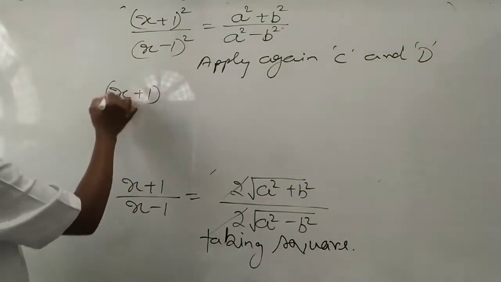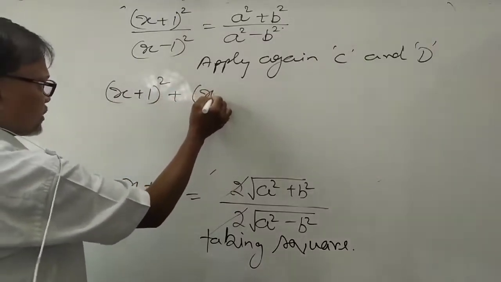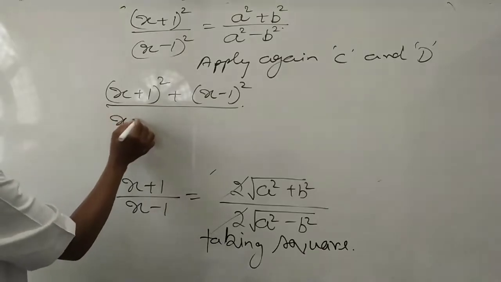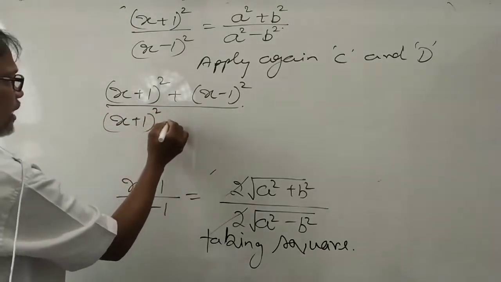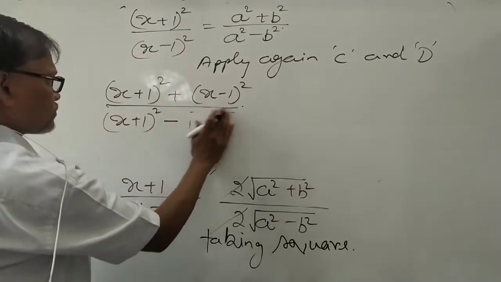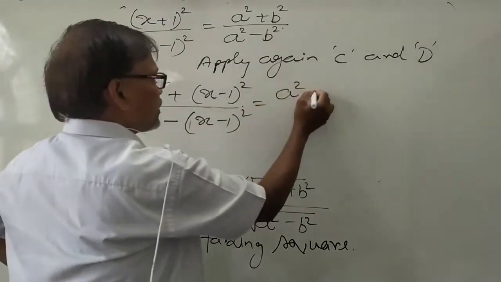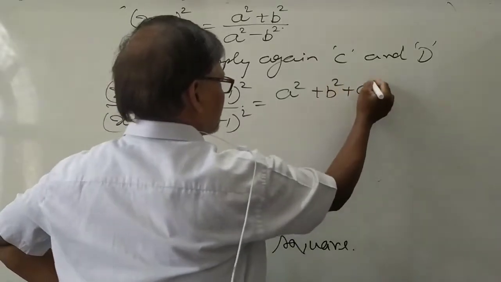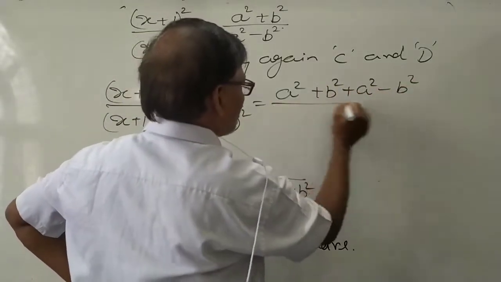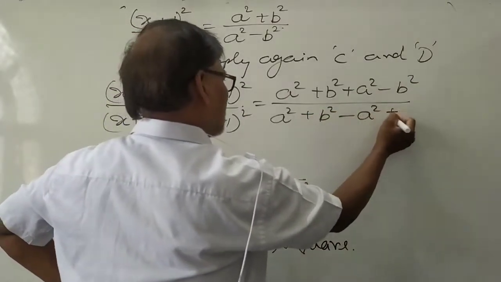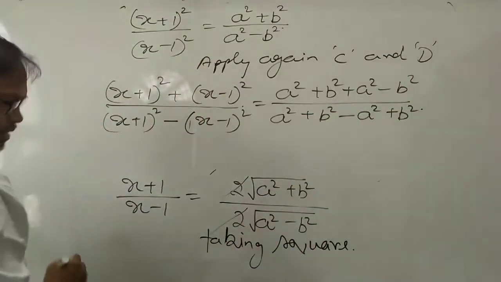So what you will get? x plus 1 whole square plus x minus 1 whole square, why this, I will explain you, and minus x minus 1 whole square, is equal to a square plus b square plus a square minus b square upon a square plus b square minus a square plus b square.